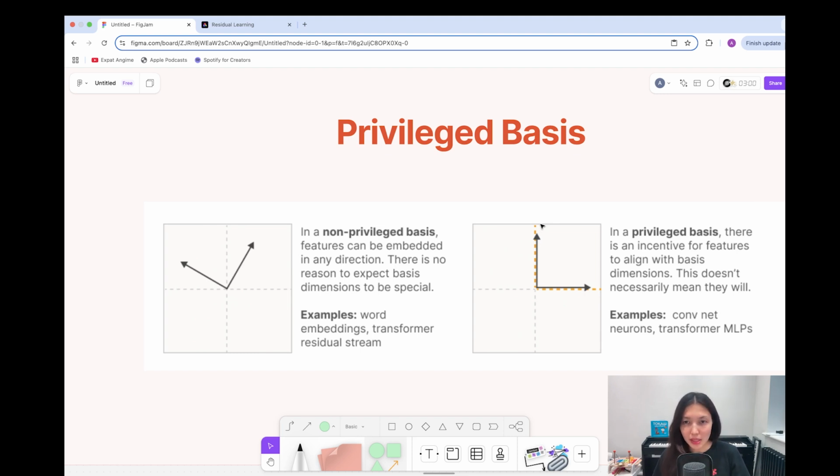And in a privileged basis, like in the right hand side figure, there is an incentive for features to align with basis dimensions. This doesn't necessarily mean they will. And examples are convolutional net neurons and MLP layers in transformer. In the case where the bases are privileged, researchers call these directions neurons. Often these neurons correspond to interpretable features such as curve detectors. In some cases, these features are not interpretable, like those found in transformer language models.